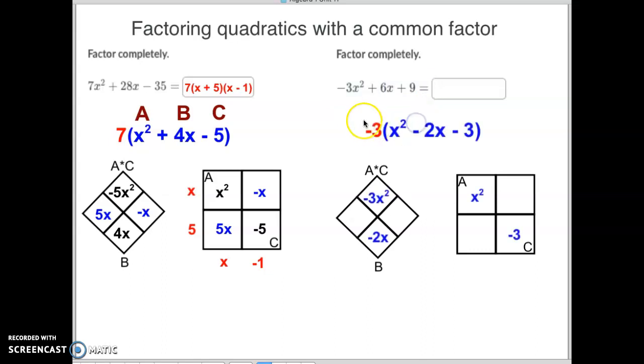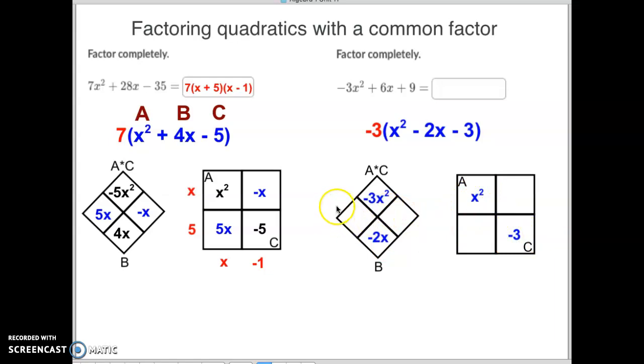So as we do this, negative 3 comes out of here. This just becomes a negative 2x and a negative 3. They just became the opposite, but now this is much easier to work with when your first term is a positive. So now A times C is negative 3x, our B term is negative 2x, my A term goes here, my C term goes here.